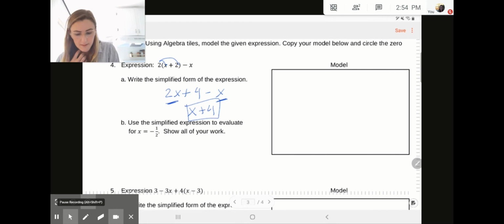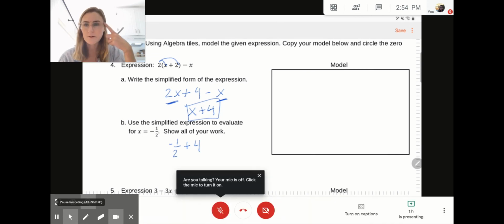In part B, it says, evaluate for x equals negative half. Show all of your work. Remember when it says evaluate, we're just plugging in. So instead of x, I'm just going to write negative half plus 4, keep the rest of the expression the same. So in my head, I can already know what this answer is. This answer would be 3.5. So I know that I'm going to get 3.5.